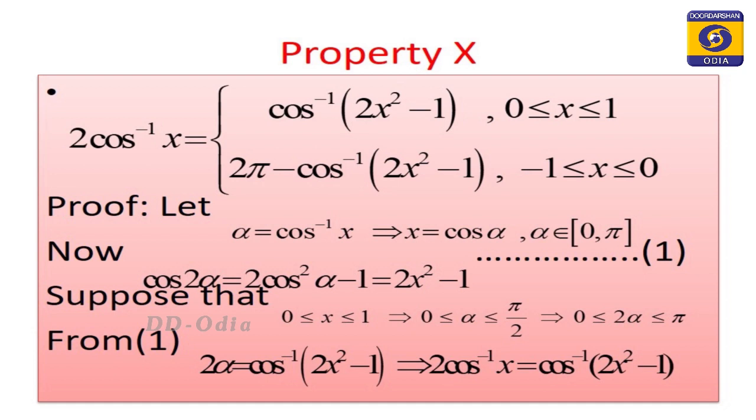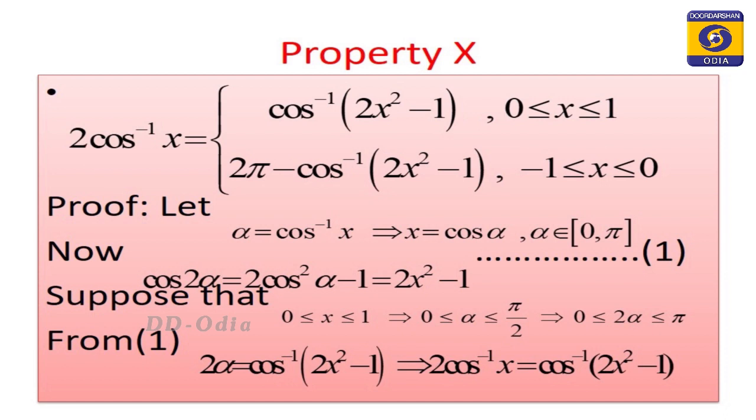So take one case, that is x lies between 0 to 1, 0 less than or equal to x less than or equal to 1, implies 0 less than or equal to alpha less than or equal to pi by 2, because x is your cos alpha. So since x is cos alpha, 0 less than or equal to cos alpha less than or equal to 1 implies 0 less than or equal to alpha less than or equal to pi by 2. So multiplying 2 both sides, we get 0 less than or equal to 2 alpha less than or equal to pi, that is 2 alpha lies between 0 to pi.